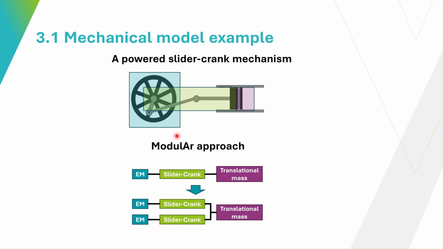In order to make it a little bit more complex, we will also use the modular approach here. So it means that we start from a benchmark, which is here an electric motor connected to the slider crank mechanism, and then the output connected to a translational mass. And instead of using one module, we can, for example, use two modules here. So that means we will use one electric motor and one slider crank, and another electric motor and another slider crank, again connected to the same translational mass. If you want to learn more about the benefit of this approach, I invite you to have a look at the modular project.